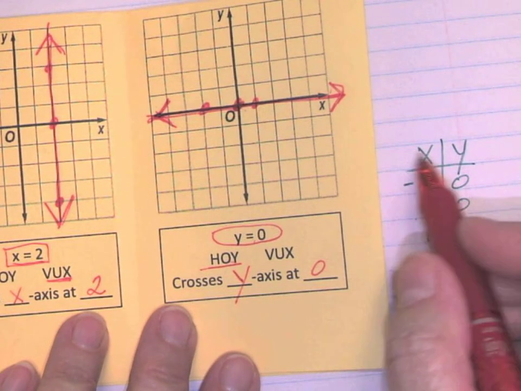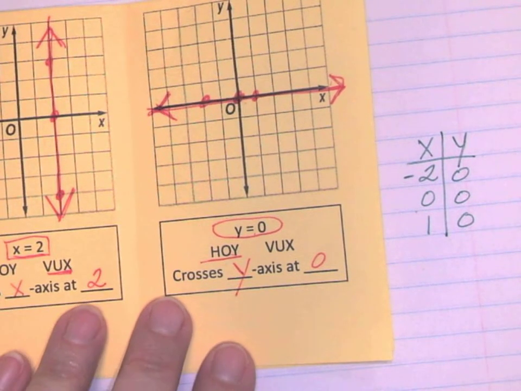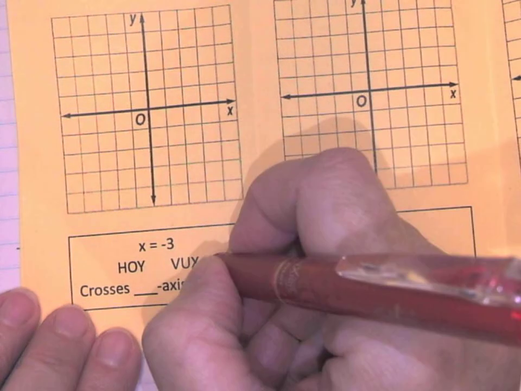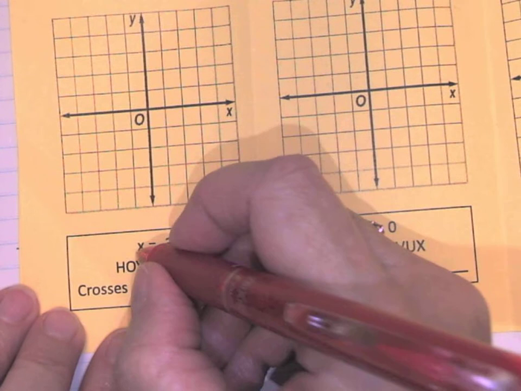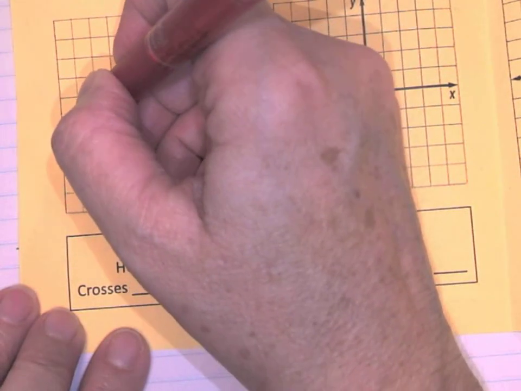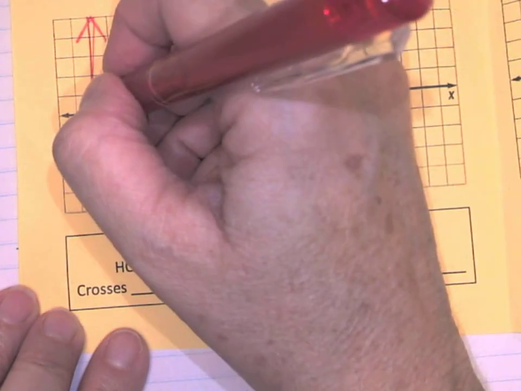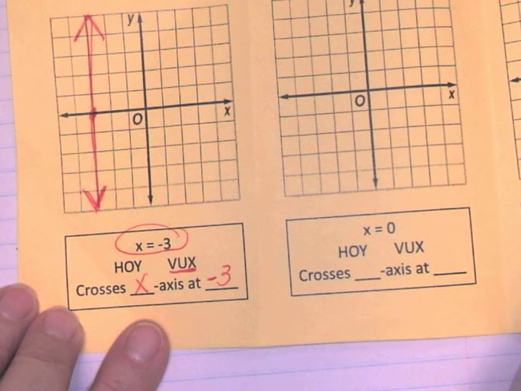So instead of having to make a table of values every time, I wanted you to understand what it looks like and why it graphs this way. But instead of making a table of values every time, let's just use our acronyms. So if x is -3, there's only an x, so I use VUX, vertical line with undefined slope. Go to x of -3 and make a vertical line. It's as easy as that to graph horizontal and vertical lines. It crosses the x-axis at -3, which is what this says right there.